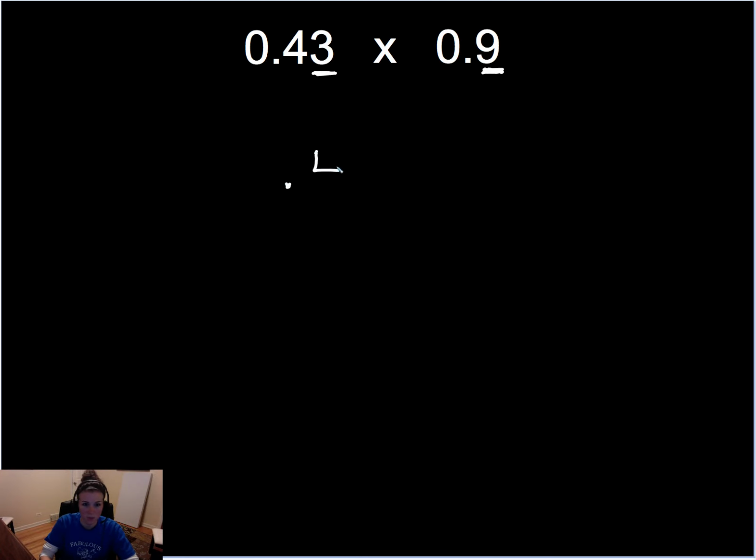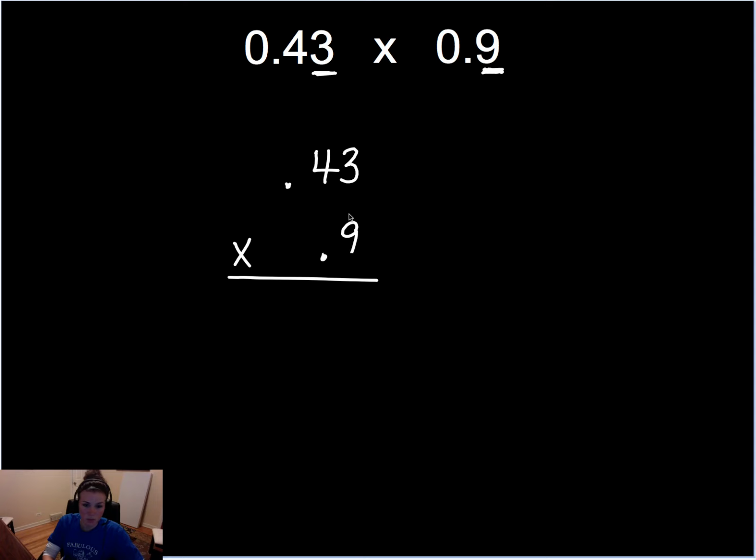So I'll put 0.43 times 0.9. Notice that the 9 and the 3 are lined up, both at the end. The decimal points are not. So now when I multiply this, it's actually just like multiplying 43 times 9. I can ignore the decimal points. I'll bring them back in at the end, but for now, I just need to multiply.